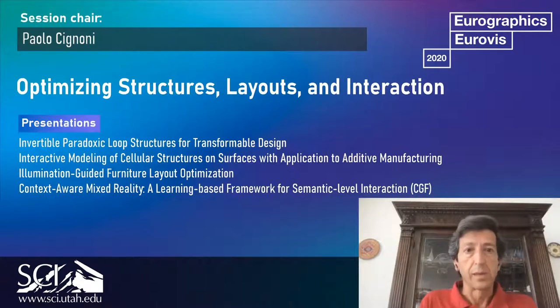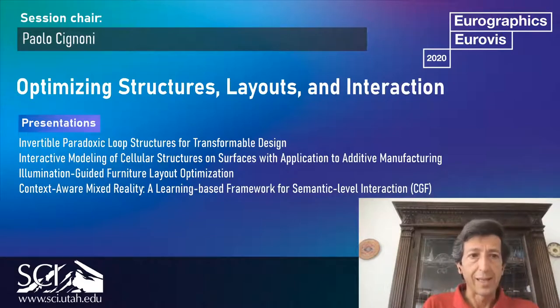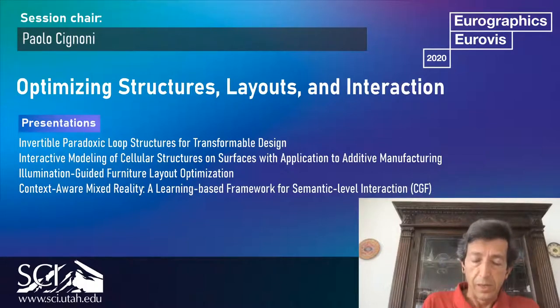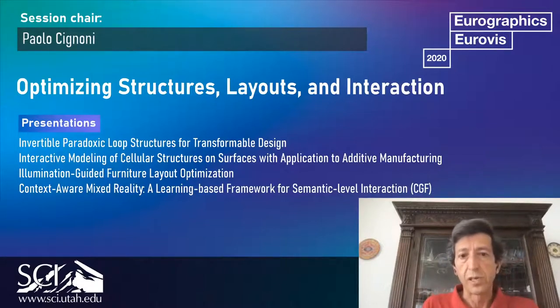All of these papers are on connected topics, while slightly different in themes. And we will start with the first paper, titled Invertible Paradoxic Loop Structures for Transformable Design. The authors are Jia Li, Georg Navratil, Florian Riest, and Michael Hansen, and it will be presented by Jia Li and Florian Riest.